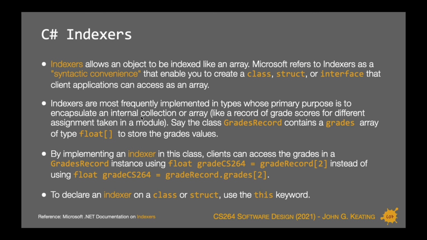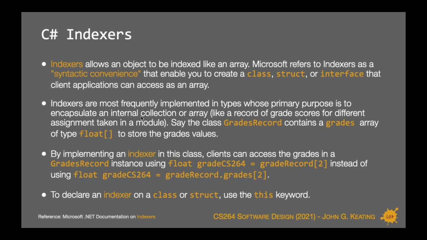What we might want to do is, we'd still like the fact that we can index arrays. That's what we really like about indexes, because we can use loops to iterate and do this nice iteration over the collection. So C# allows us to generate something called an indexer, and that allows an object to be indexed like an array. Microsoft refers to these indexers as a syntactic convenience. It allows you to create a class, a struct, or an interface that you can actually access as an array. That's beautiful stuff.